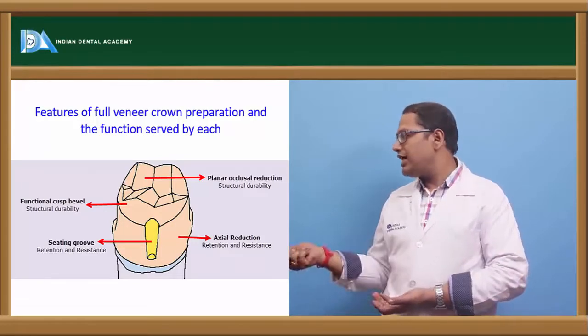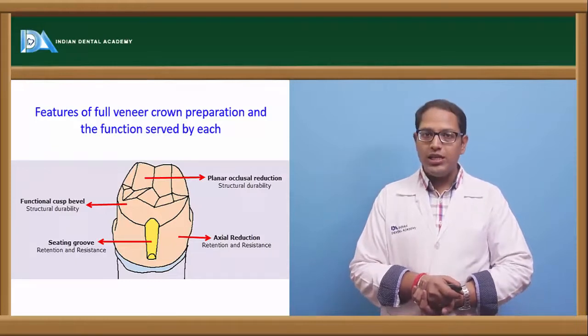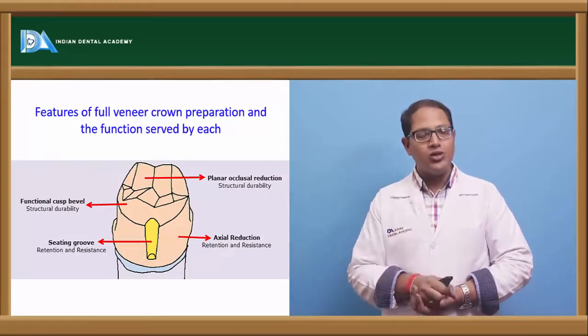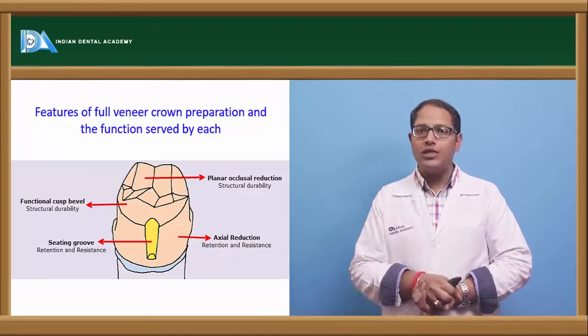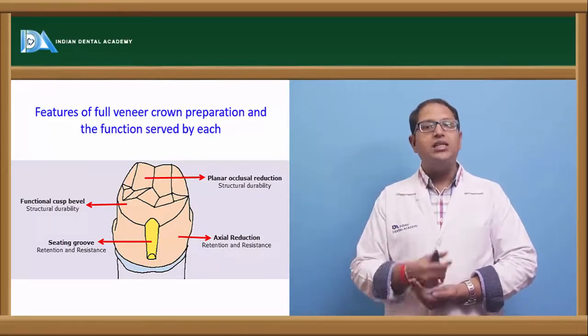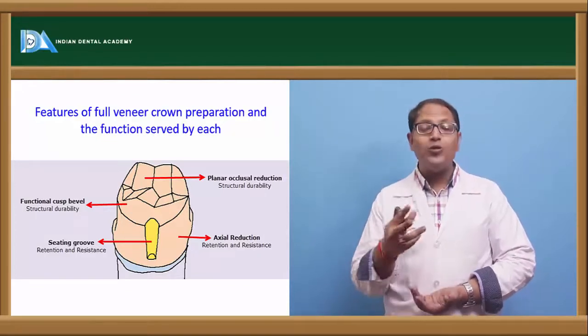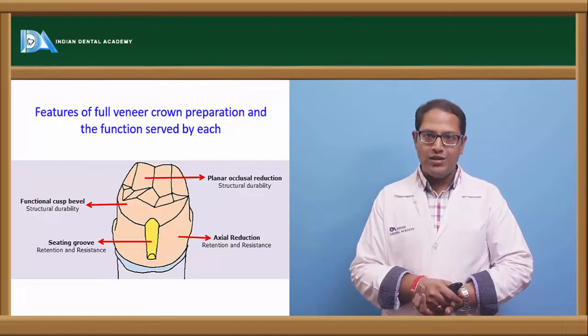Coming to the functional cusp bevel, again that will give structural durability, because that is a functional cusp. So the chewing is going to happen onto that cusp, and the force is going to be more on that cusp. So the more that area is reduced, we give a bevel in that area so that the metal thickness is increased and the ceramic is a little less. More force can be taken without fracture of the ceramic.